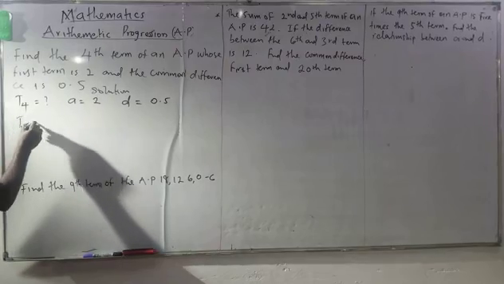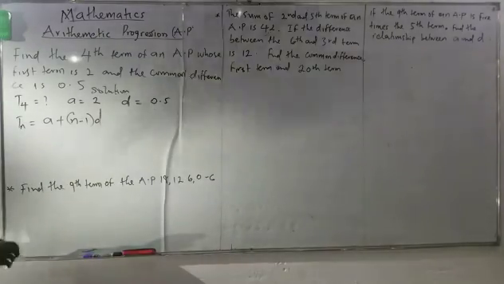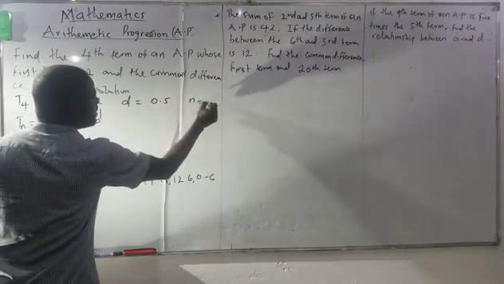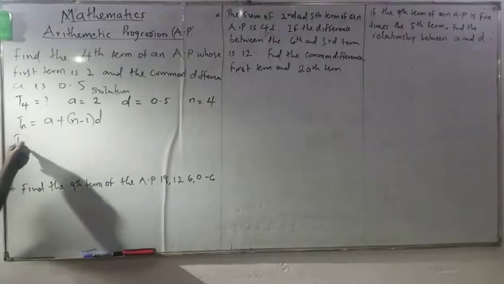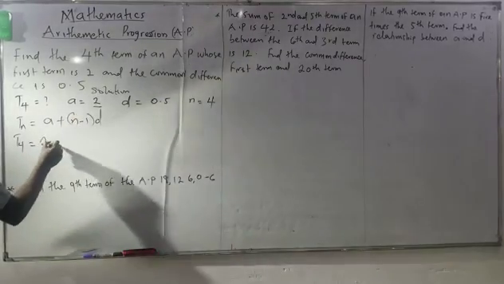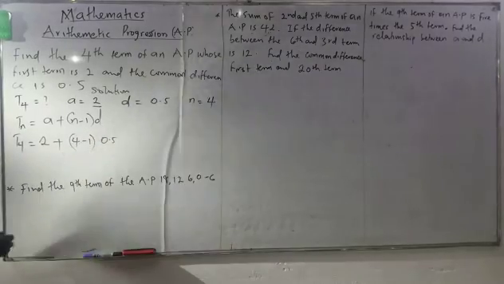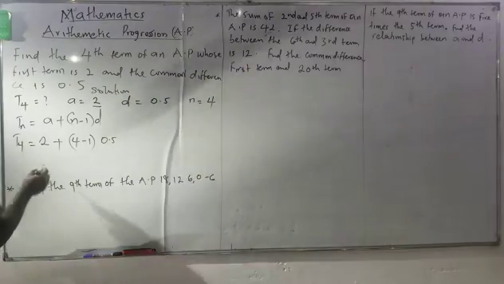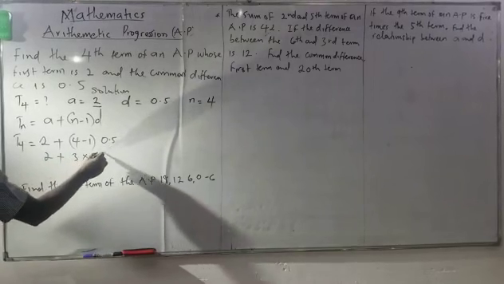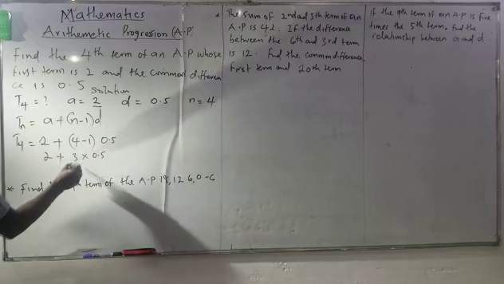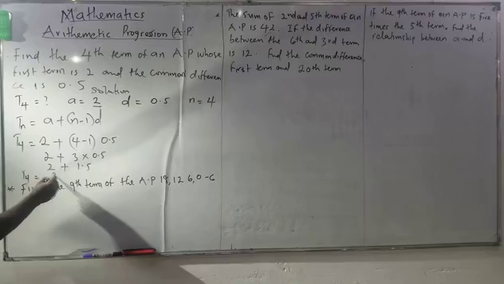Don't forget that my T of n equals to A plus n minus 1 bracket of D. Now, it's time to what? It means my n is equals to 4. That is what I'm trying to tell you now. My n equals to 4. It means my T4 will be equals to, what's my A? 2 plus 4 minus 1 bracket of 0.5. 4 minus 1, that will be 3. Now, I'll be having 2 plus 3 multiplied by 0.5, which is going to be what? 1.5 plus 2, which is my T4 will be equals to 3.5.